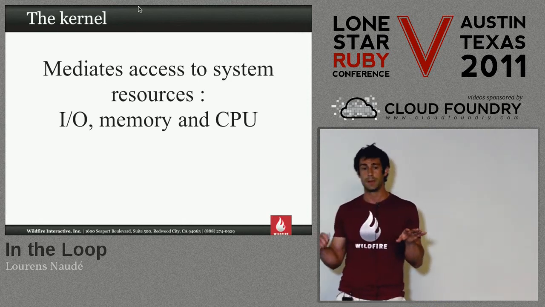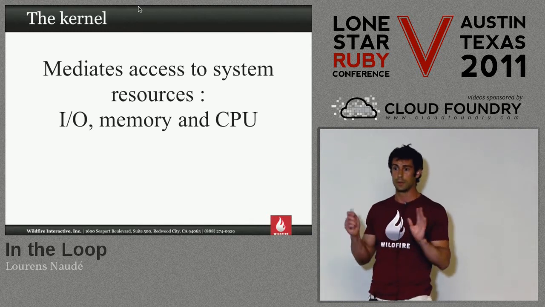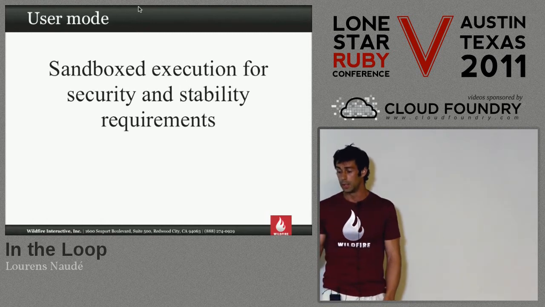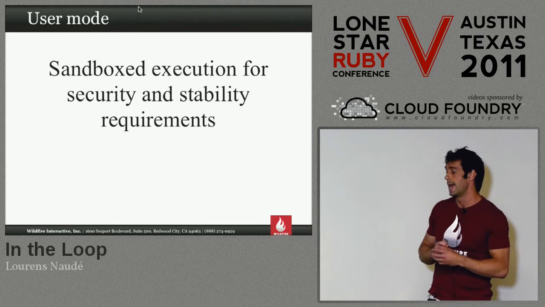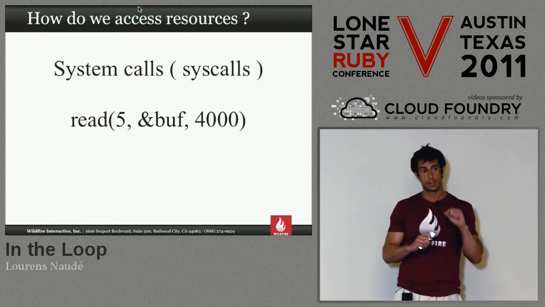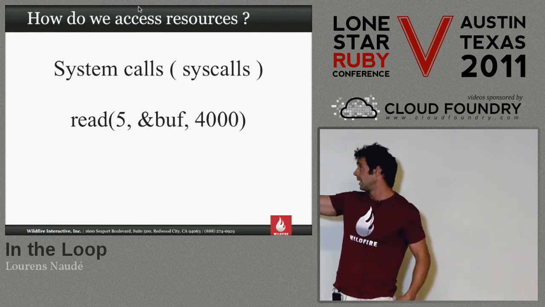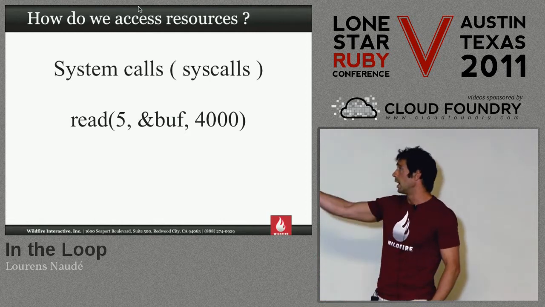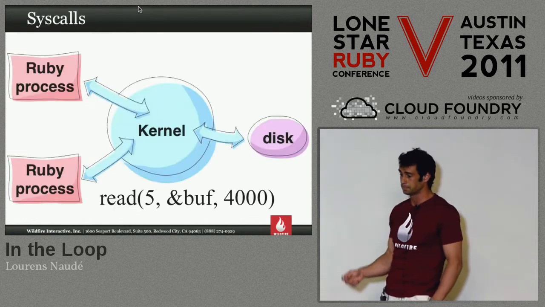Now, dropping back to the system level, on the one hand, we have the kernel, which mediates access to everything that our user programs could need: I/O, memory, CPU. Anything you can deploy runs in user mode, for security and stability requirements. We access resources from our user code through the kernel using system calls. The signature is mostly like a normal function call that you'll be familiar with. In this example, we try to read 4,000 bytes into a buffer from file descriptor number 5.